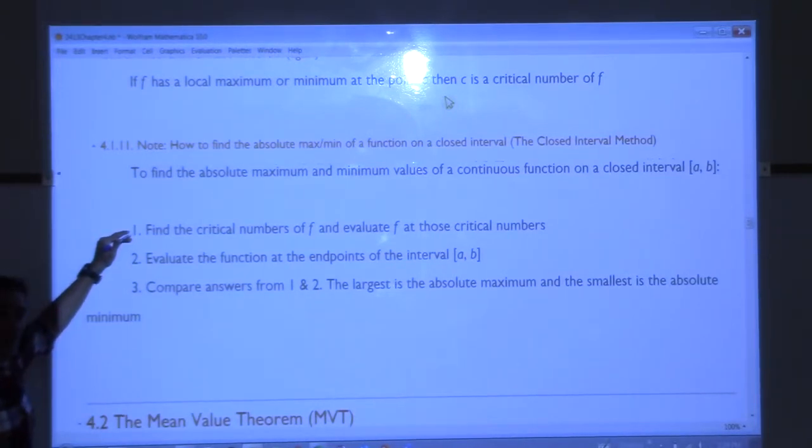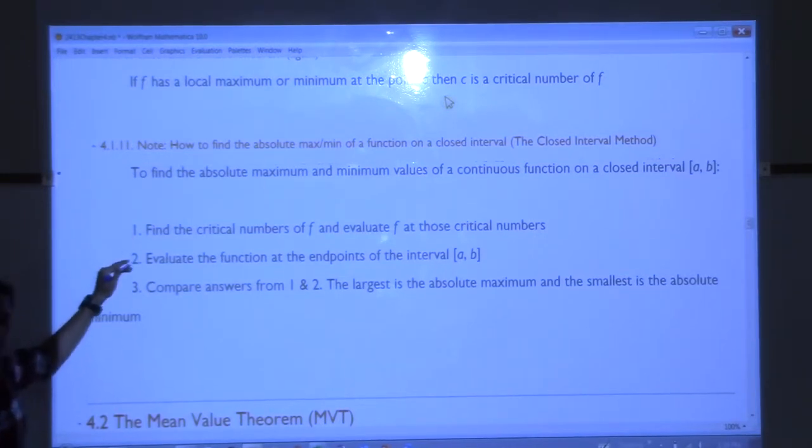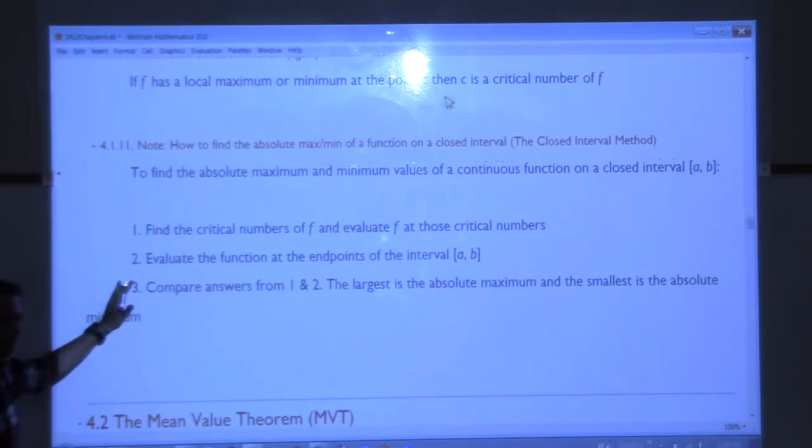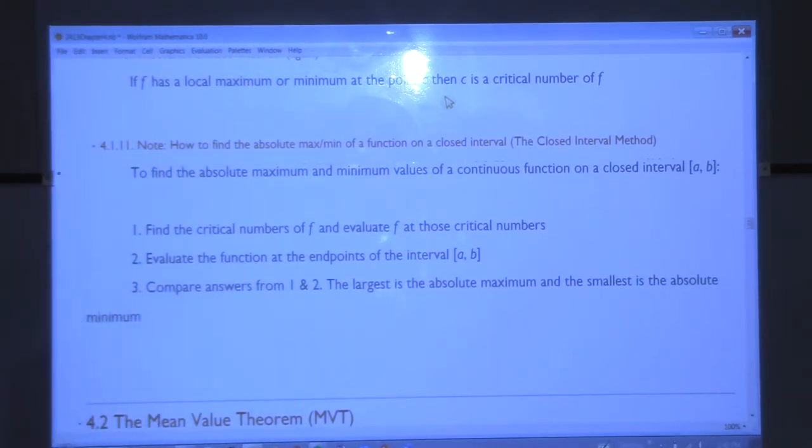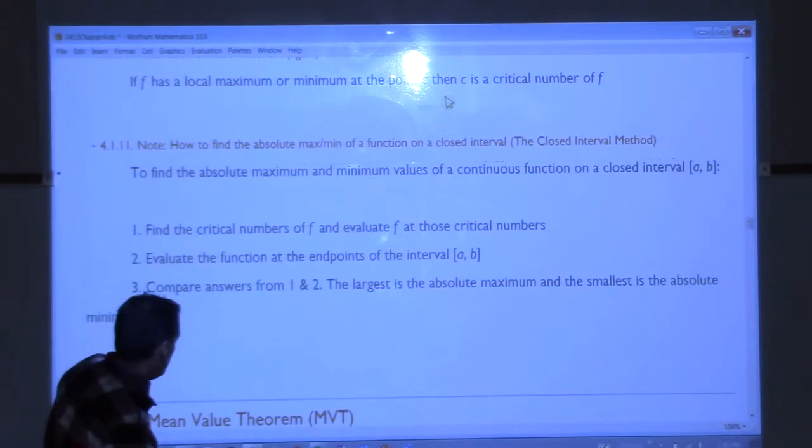Then what we're going to do is we're going to take those values and plug them into the function. And then we're going to take the endpoints of the interval and plug those into the function. And the biggest number we get out is our max, and the smallest number we get out is our min. Okay? It's a very simple process. We're going to find the critical numbers and compare them to what's happening at the endpoints. Biggest number is max, smallest number is min, all right? Very clean method, and now we get to do some examples.